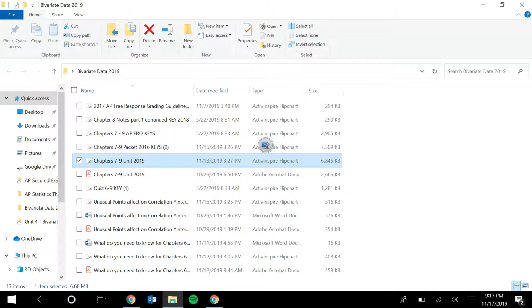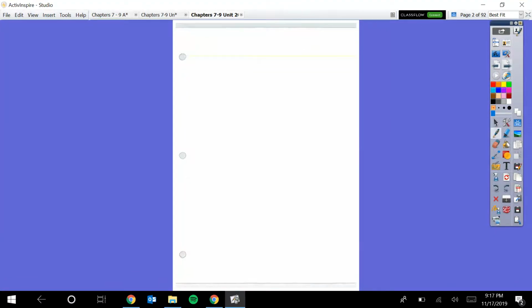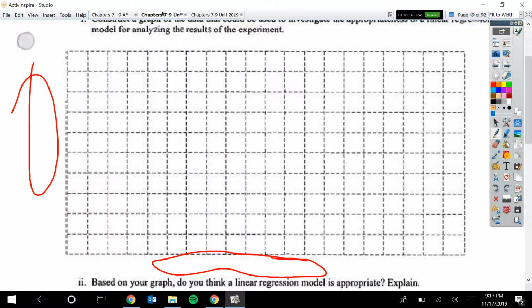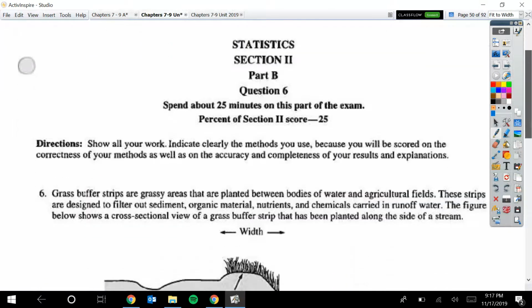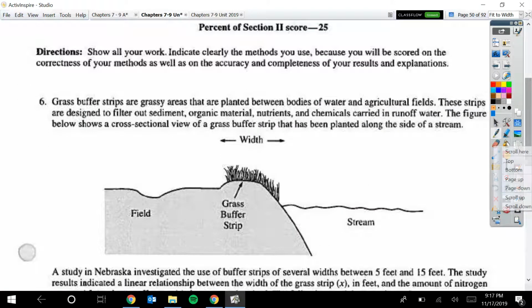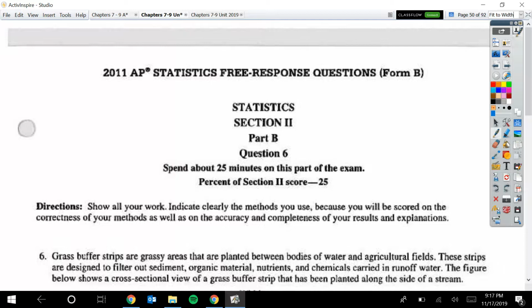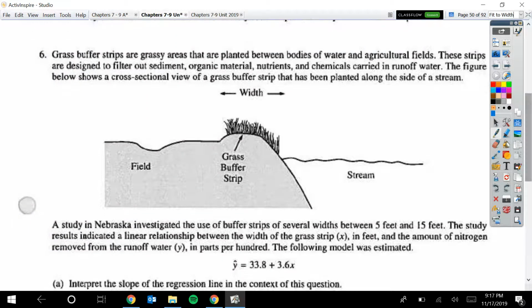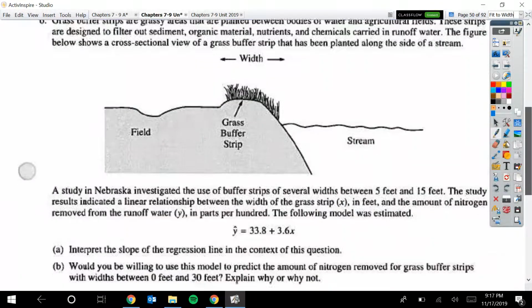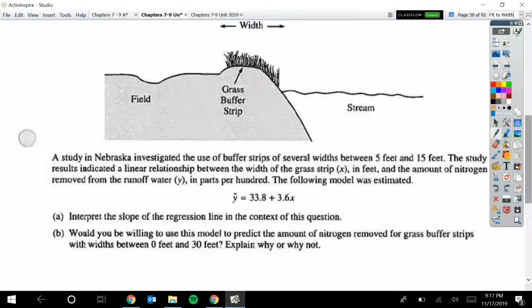Now back to the other part. Let's go ahead to page 32 and see how that looks. This one is actually in our section we are doing now. So we had these buffer strips, and they were trying to reduce the amount of nitrogen or chemical runoff into the water. All right, so the first question was to interpret the slope.